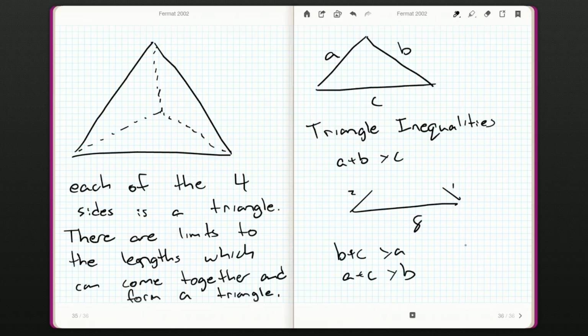Notice if we had equal to, maybe we had an 8 and we had a 5 and a 3, they're going to come together, but it's going to lie flat against the line. That's not really a triangle. That's what we call a degenerate triangle. Okay?